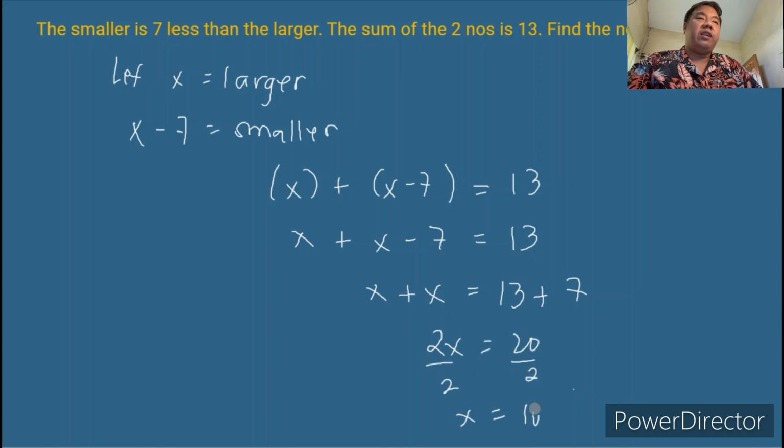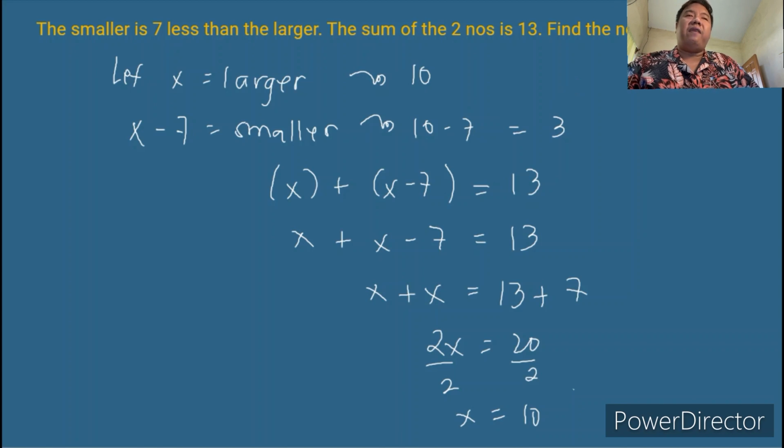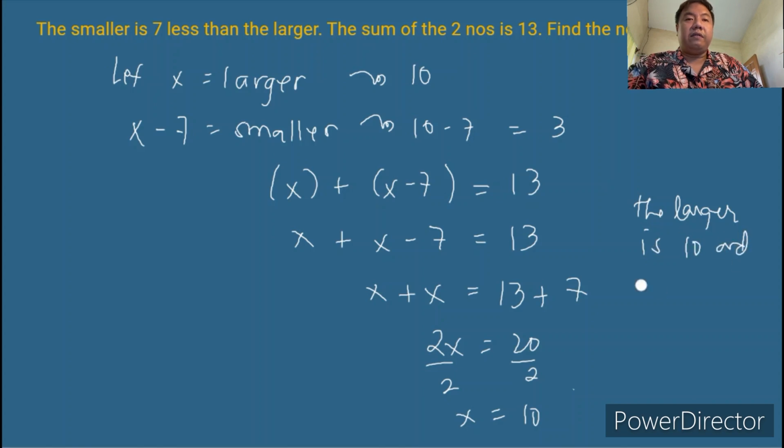So the larger number is 10. And how about the smaller? It's 10 minus 7, therefore that is equal to 3. At ano yung pinapahanap? Find the numbers. So yung dalawa po. So we can have our conclusion to be the larger number is 10 and the smaller is 3.